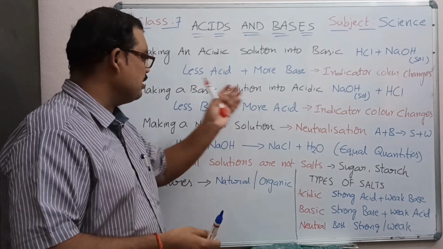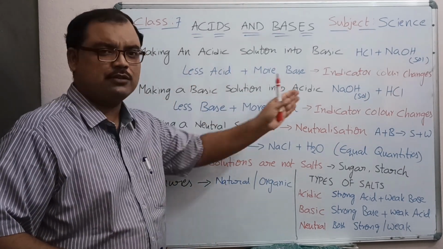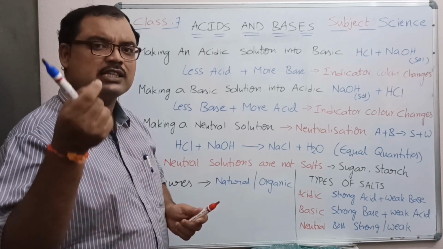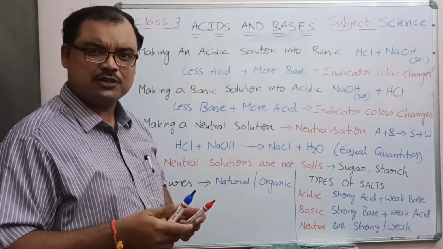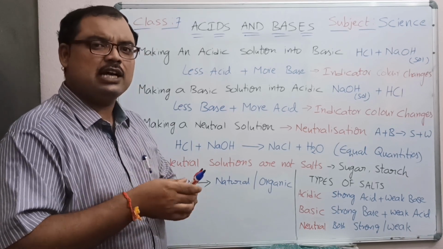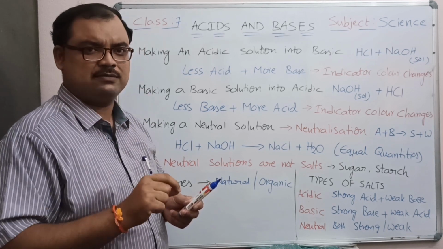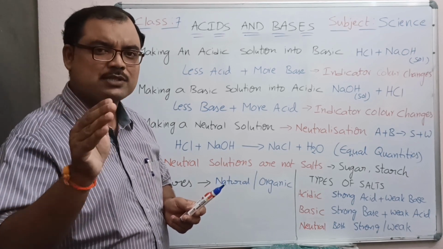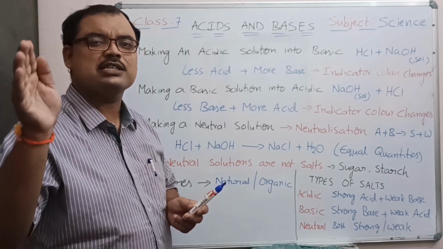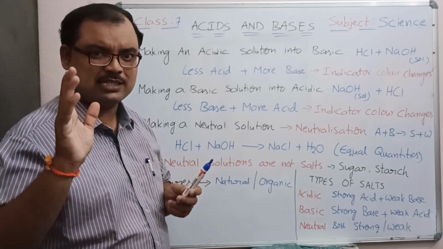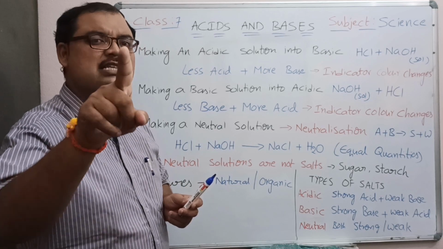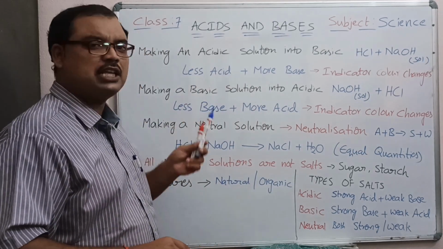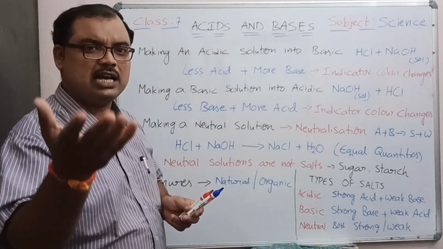The same way, if you do in the reverse process, we can turn a basic solution into acidic. What we do? First take some drops of sodium hydroxide solution, then add phenolphthalein. It shows pink color. Okay. Then now drop by drop add acids, HCl acid drops. Then slowly the darkness in the pink color becomes lighter. Then slowly the pinkishness disappears and it becomes colorless. Colorless shows it became acidic. So initially it was basic. Now it turned into acidic because we have taken less quantity of base and more quantity of acid.